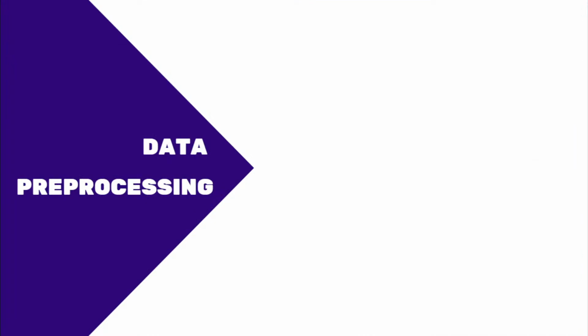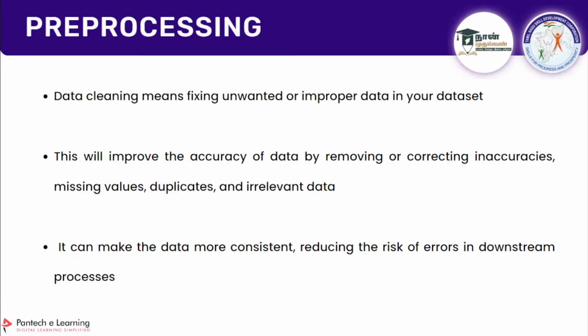And next will be data pre-processing. Can we start, guys? The data pre-processing. So what is data pre-processing? It means cleaning the unwanted or improper data in your dataset. Some advanced things are present in scikit-learn, that is another library, and we'll see that when we learn about machine learning. Here we'll see some basic things which you can do with Pandas.